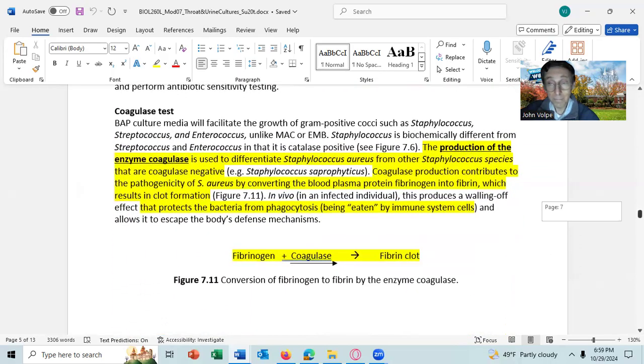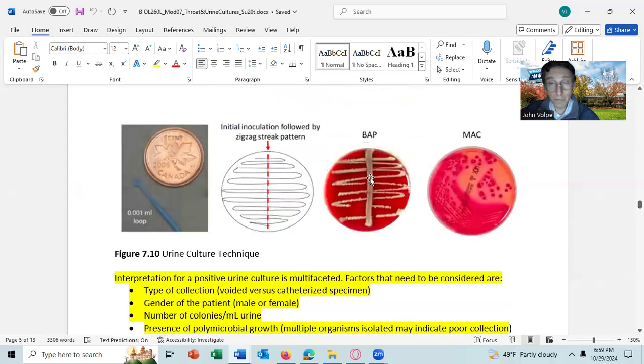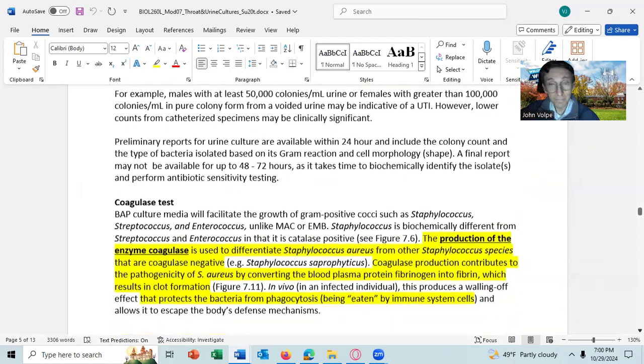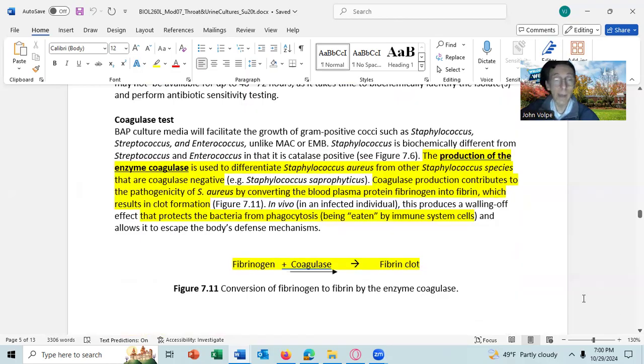Once you get the culture of interest, obviously you have to grow it up and get a pure culture. So streak it out to get a pure culture. You then run some biochemical tests to try and identify it. One test you'd run would be the coagulase test. The coagulase test is looking for the production of the enzyme coagulase. This enzyme is used to differentiate Staphylococcus aureus from other members of the Staphylococcus family. Staphylococcus aureus has coagulase, the other members do not.